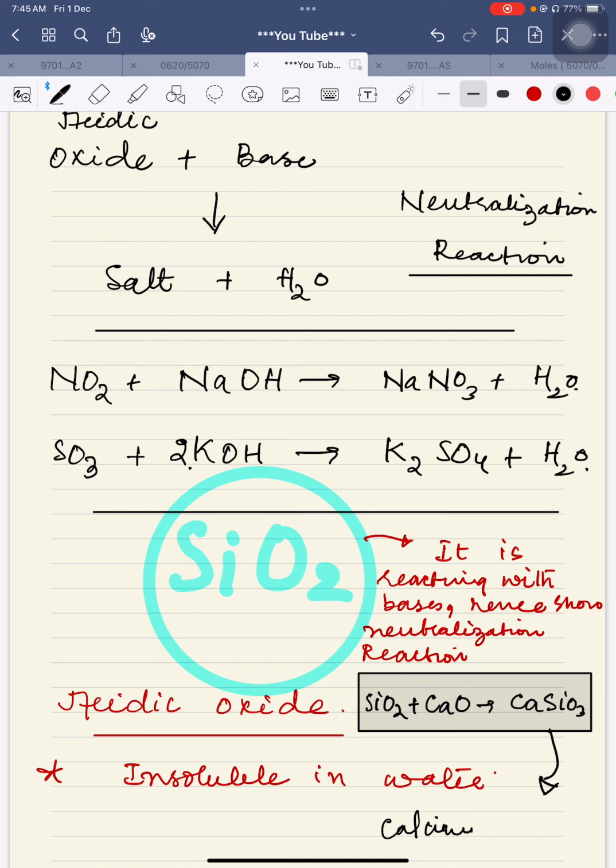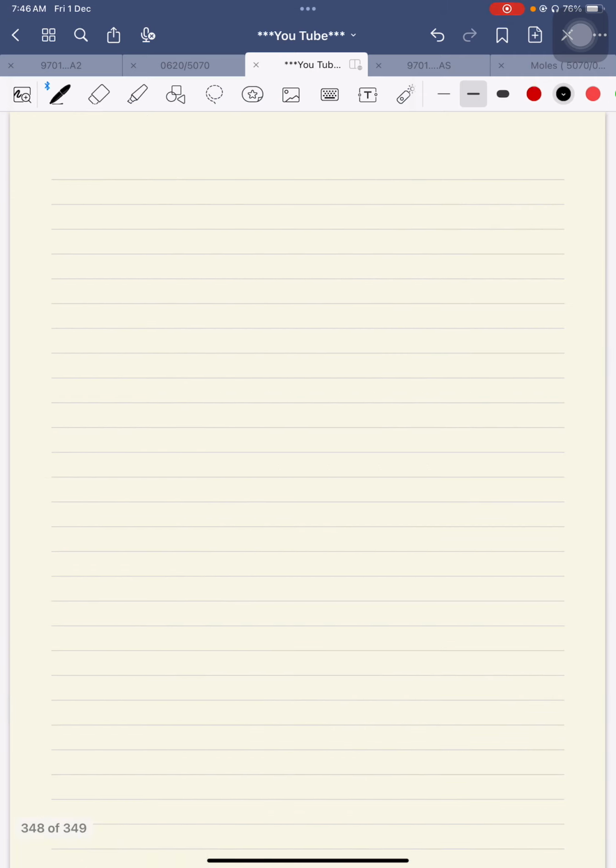We will study this in iron extraction, inshallah. Calcium silicate. In one paper, the examiner is asking what is the charge on the ion, or write down the formula of the silicate ion. So how will a student know what the silicate ion is? Guys, this was the formula CaSiO3.